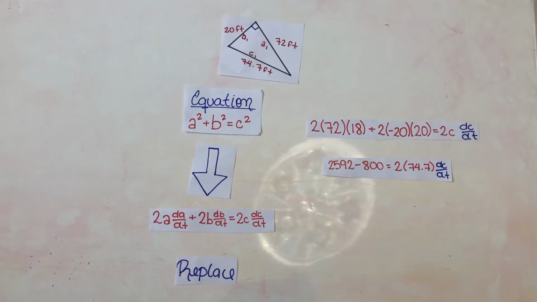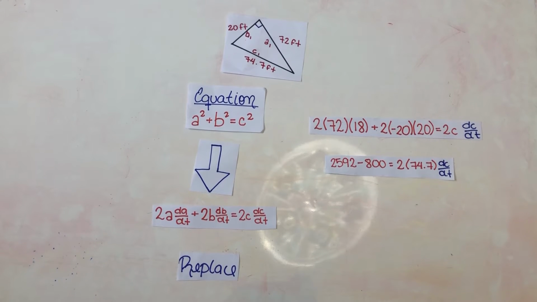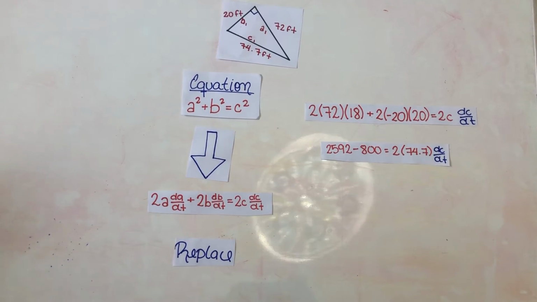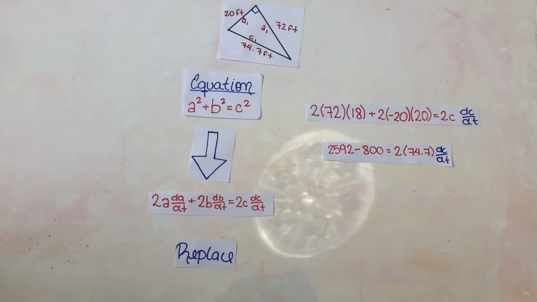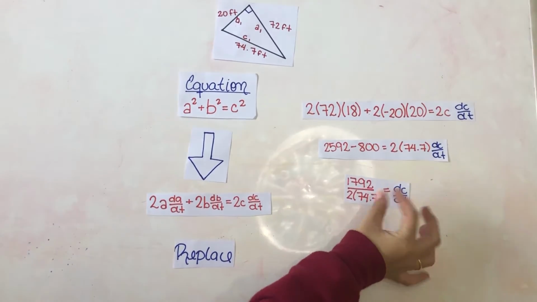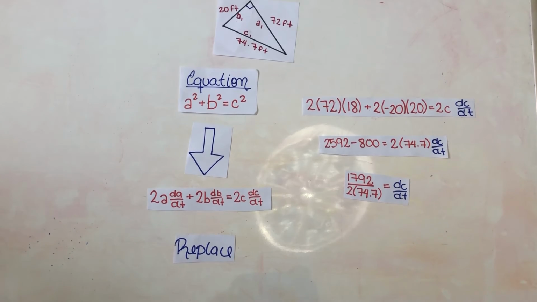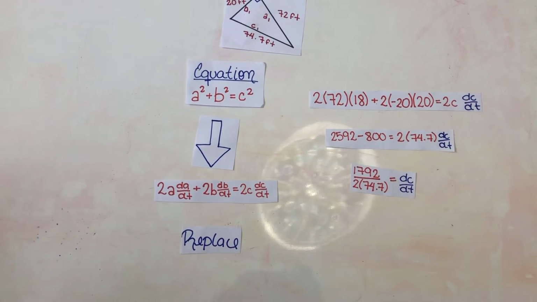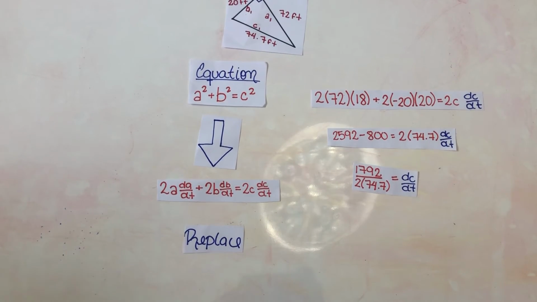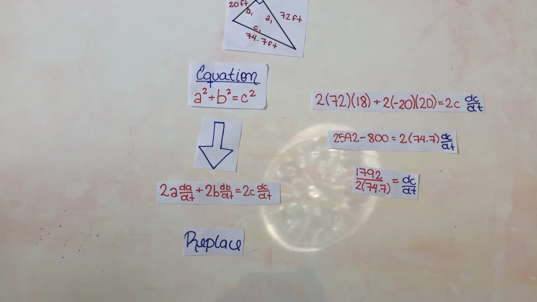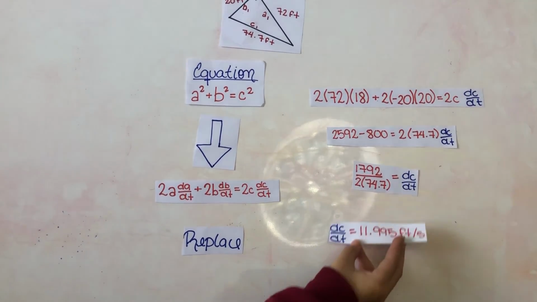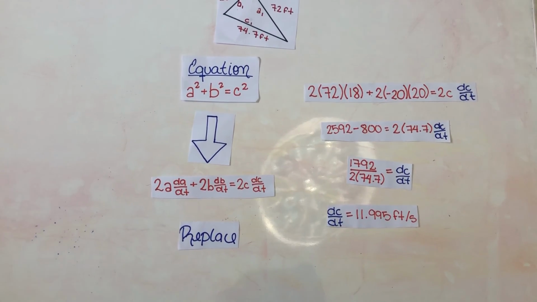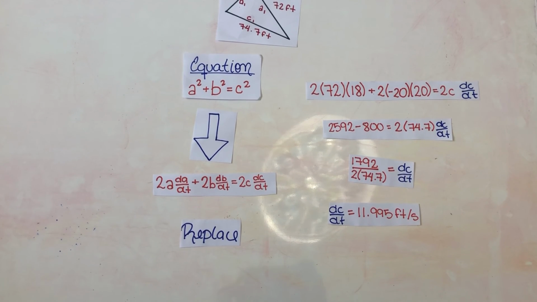So it's 2592 minus 800, that is equal to 2 times 74.7 times dC/dt. We subtract and it gives us 1792 over 2 times 74.7, and dC/dt is equal to 11.995 feet per second.